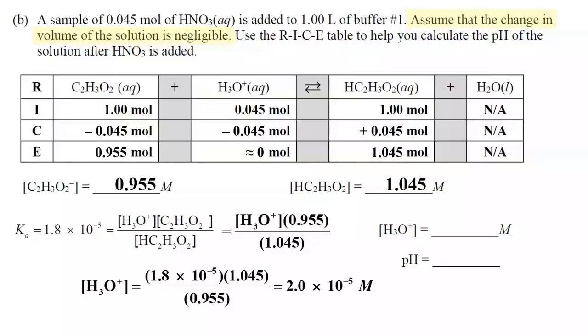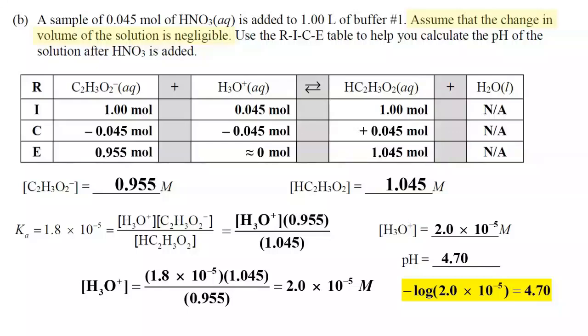When we do this math, we get the concentration of the hydronium ion is 2 times 10 to the negative 5. Let's take the negative log of that number to get the pH, and it works out to be a pH of 4.70. As a result of adding a small amount of a strong acid to this buffer, the pH decreased from a value of 4.74 to 4.70.